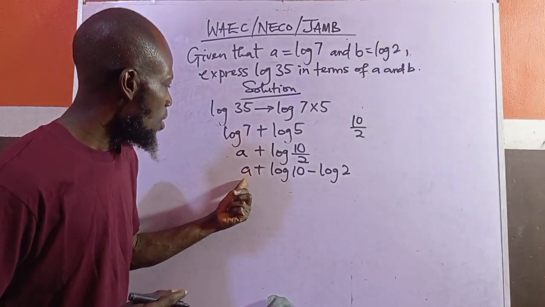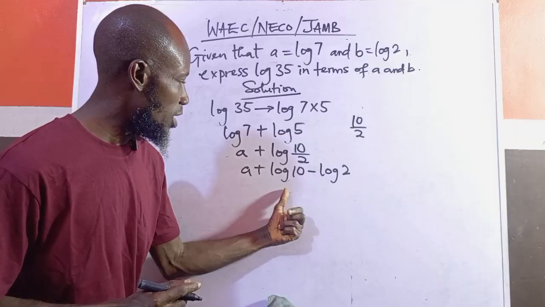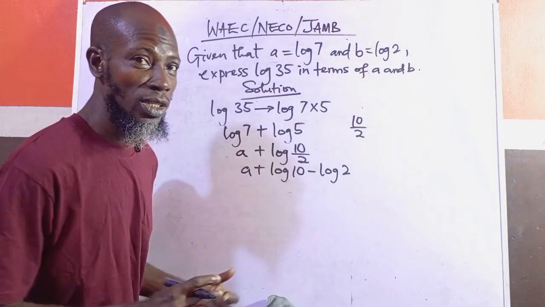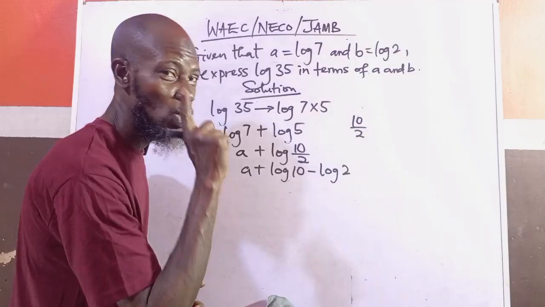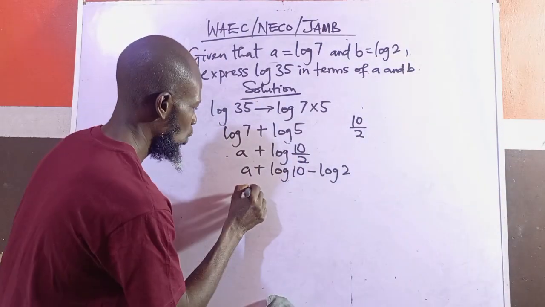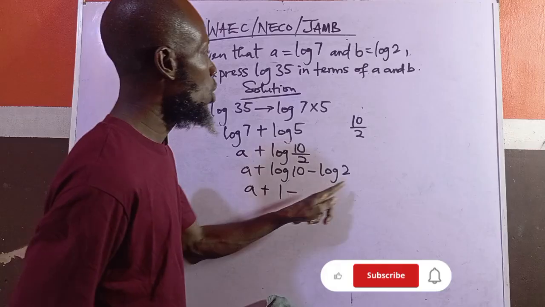So now A plus log 10. So log 10, so the log are in what? Base 10. So log 10 to base 10, that will give us 1. So we have A plus 1 minus log 2.